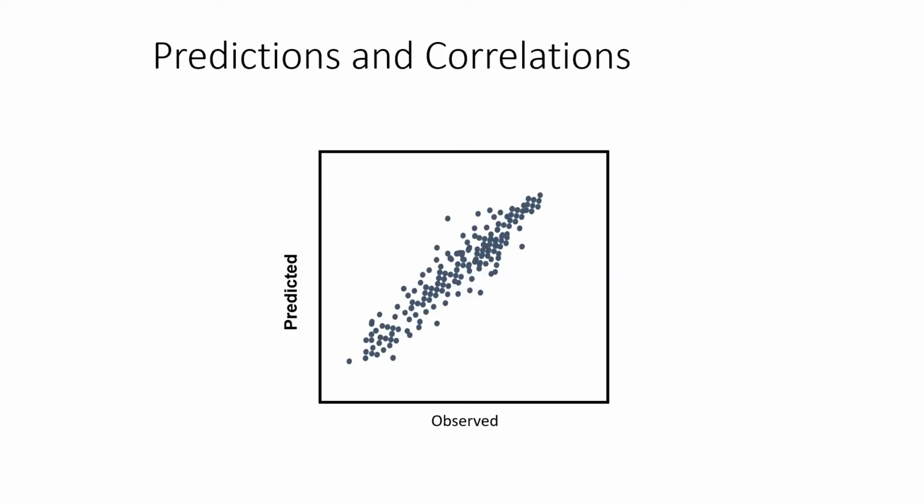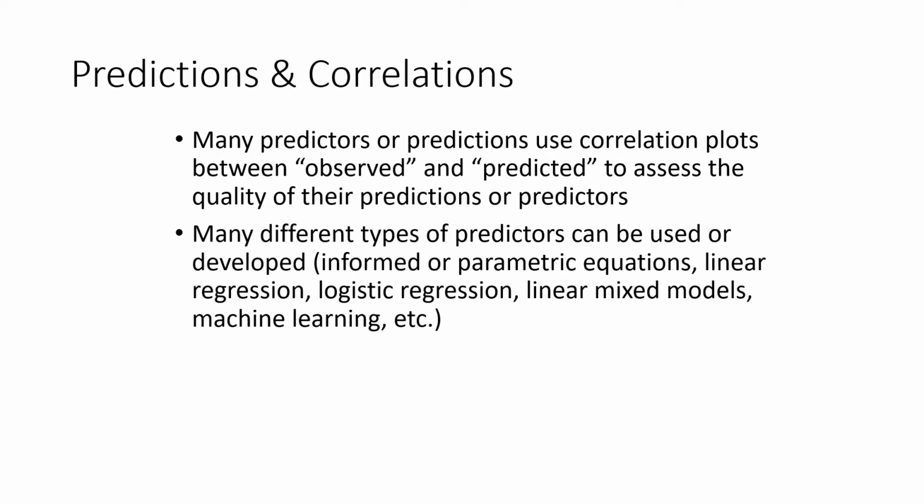Now, the other thing that I mentioned about the importance of scatter plots is this ability or tendency to plot predictions versus observations. And correlations are a great way of measuring the quality of a prediction. So with different predictors, you can use things like informed parametric equations, linear regression, logistic regression, linear mixed models, machine learning, to take various parameters and predict results, and then compare those results to what's observed. That correlation that you generate is a measure of the quality of your test or your predictor.